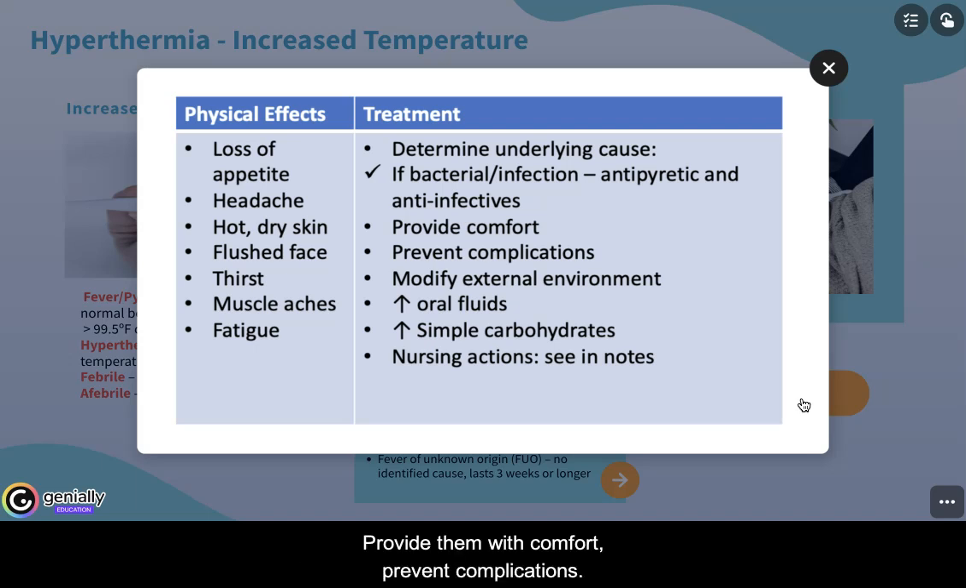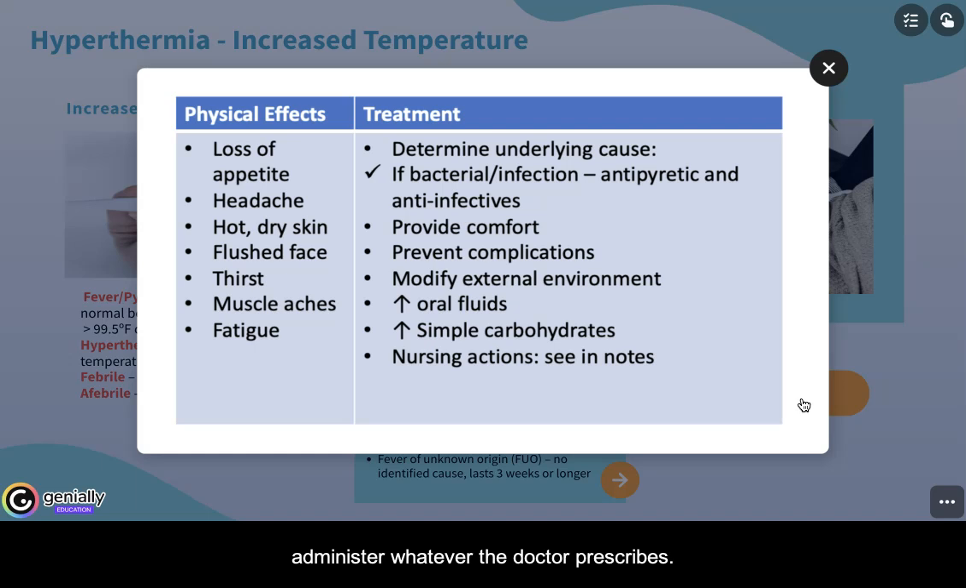Provide them with comfort. Prevent complications. Monitor that fever. You don't want it to go to 106 where it becomes a medical emergency. You want to monitor that fever. And doctors usually prescribe Tylenol. Just administer whatever the doctor prescribes and antibiotics to help get that fever down.